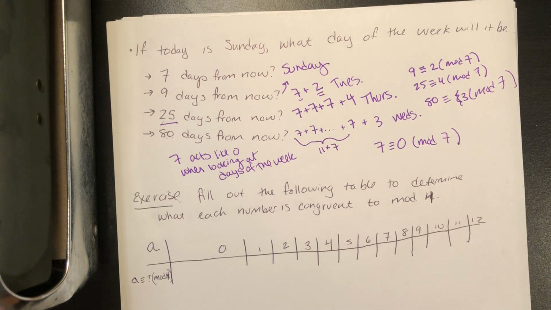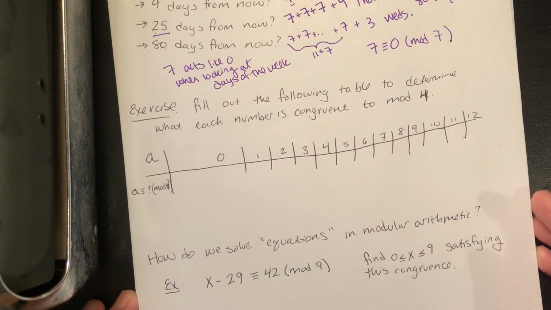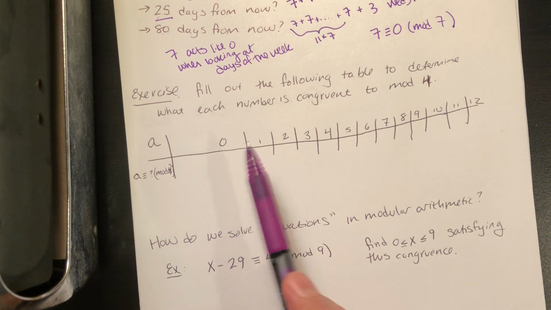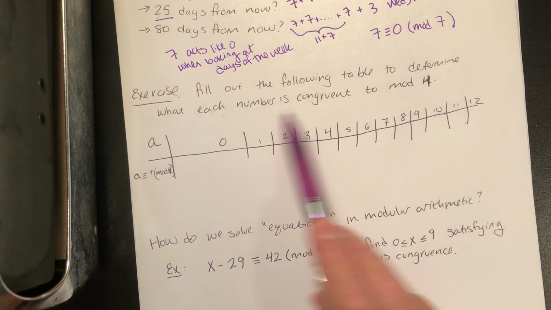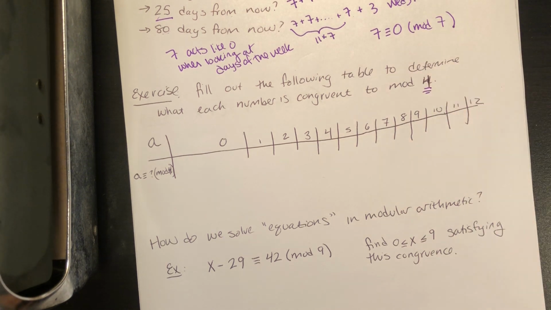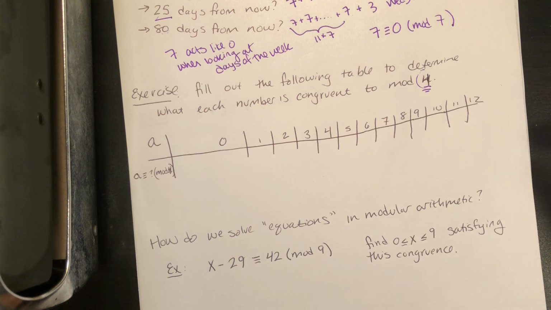Right? So let's do an exercise here. I'm going to pause this video, and we'll go through this in a second, but you should take a minute to try this yourself. Fill out the following table and determine what each number is congruent to mod 4. So now we're working in a world where 4 is equivalent to 0. So every time you add 4, it's like adding 0 and it resets again. So I'll get you started here.